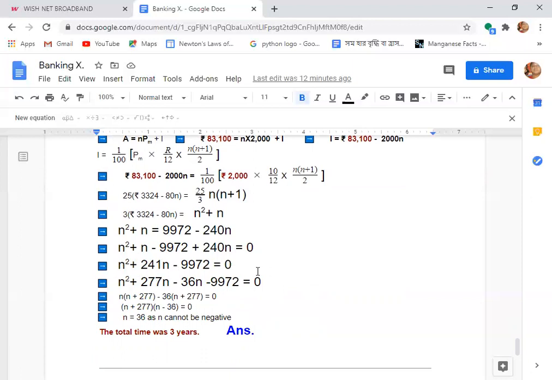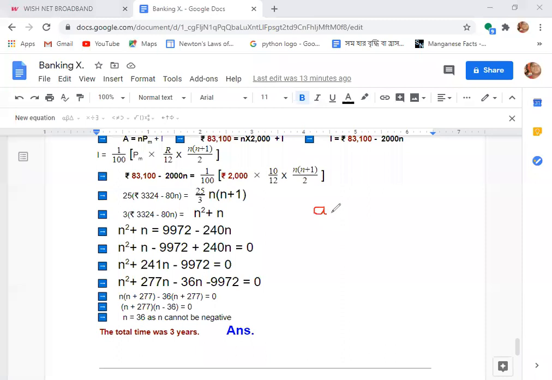equation. That equation is not simple because it is dealing with a large number. So 241n, middle term break: n square plus 241n minus 9972. So you can do it with Sridharacharya's formula or you can do it your own way. That means by this method, or you can do it by Sridharacharya. So what is Sridharacharya's formula? Do you know what Sridharacharya's formula is?